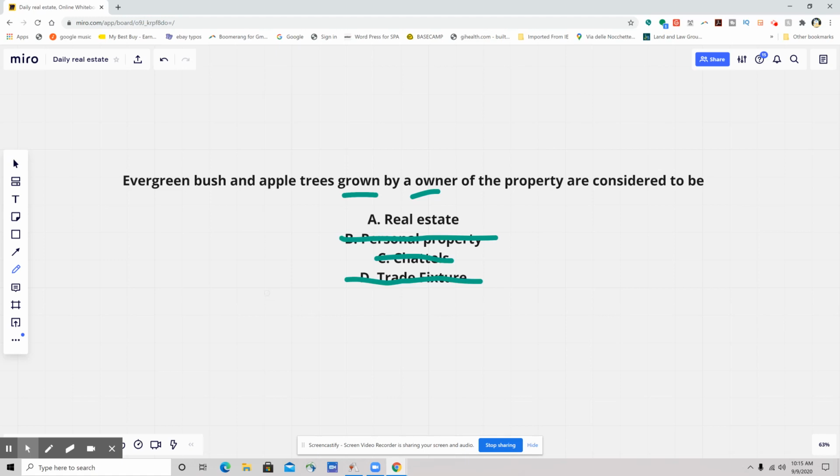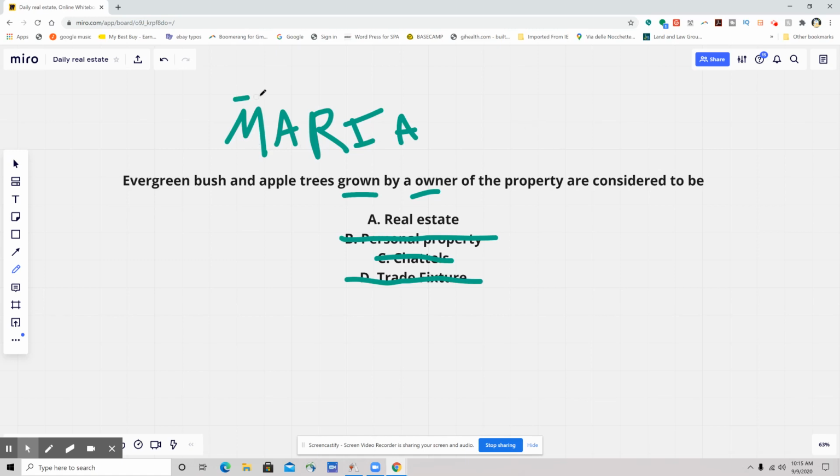Now here's why we're going to consider this real estate. And I want to go into this and the different variations that you might see on your test. So we have the legal test of a fixture. Let's identify what a fixture is. A fixture is an item of personal property that has been converted into real property, through attachment.